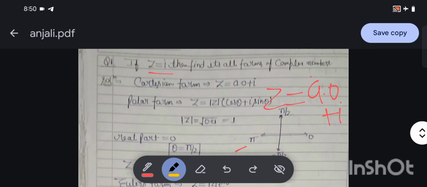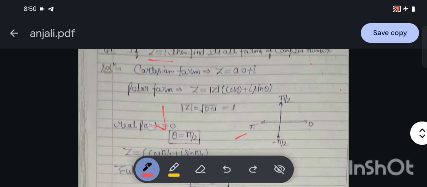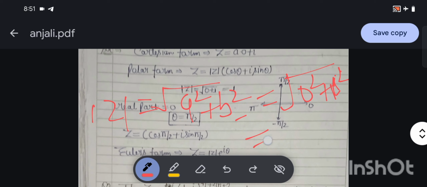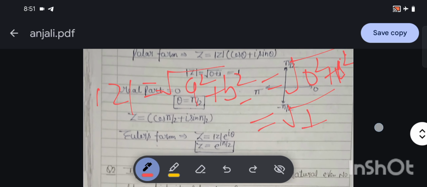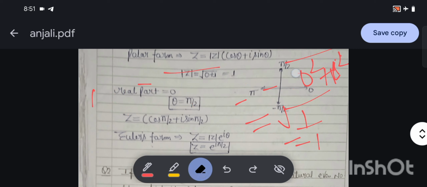Okay, and for the polar form, we find the value of root of a square plus b square. Mod of z is equal to root of 0 square plus iota square. Now, what is the coefficient of iota? 1 square. It is clear? So it is equal to root of 1, which is equal to 1. And what is the value of r? 1. It is clear? Then we will find the value of theta.